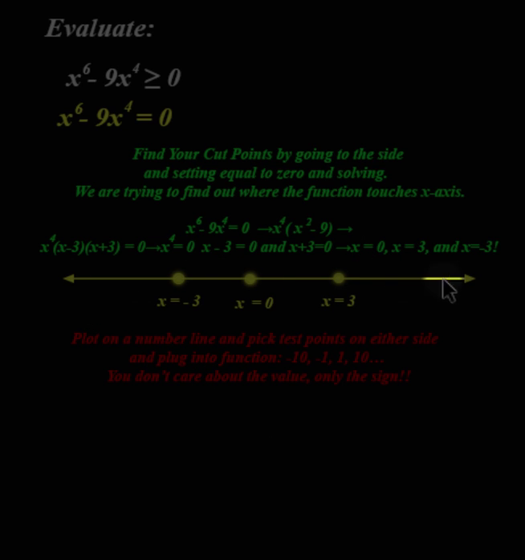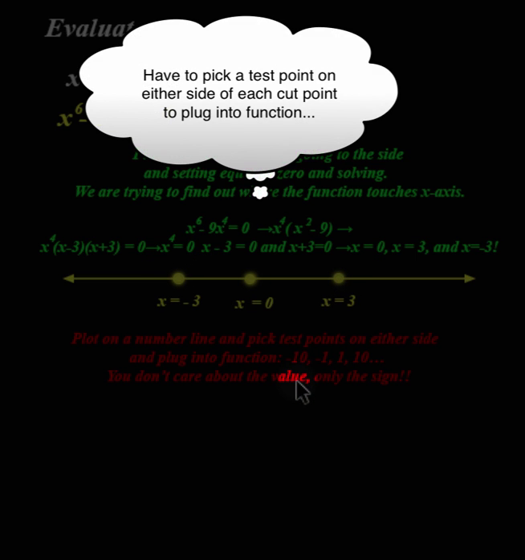So then you plot these cut points on the number line. Notice they have closed dots here because of the equal sign present under the inequality. It's greater than or equal to, so they get closed dots and brackets when you do the interval notation.